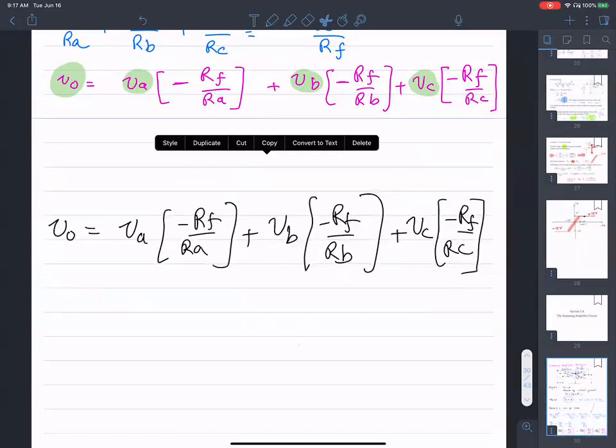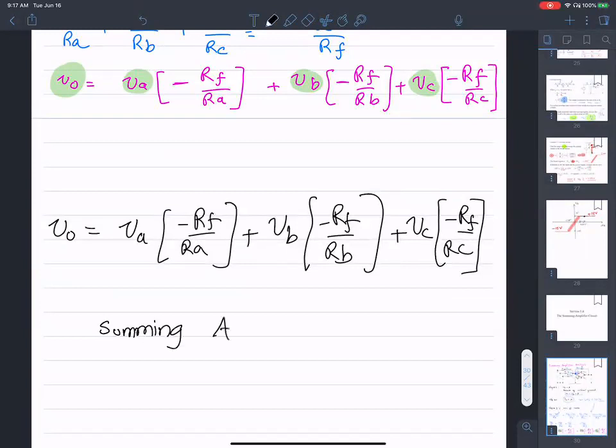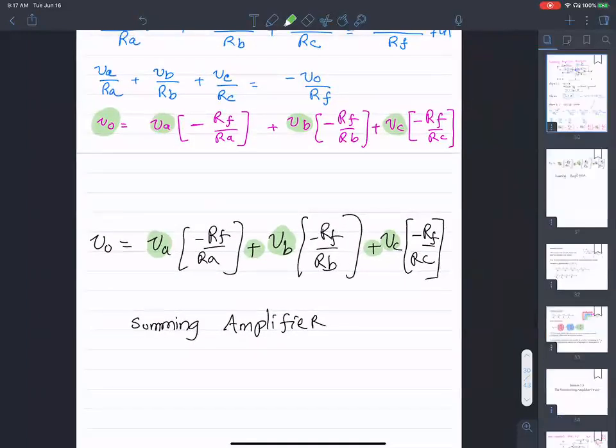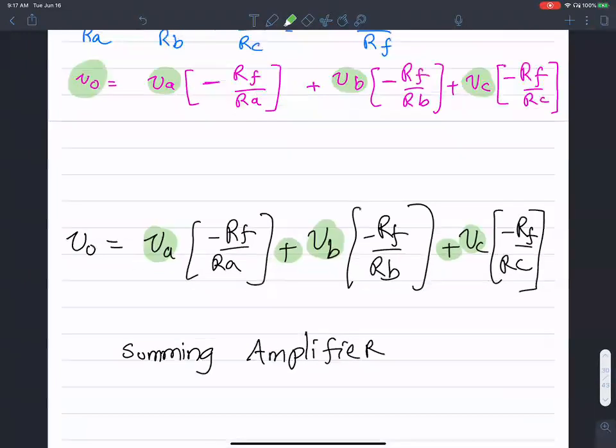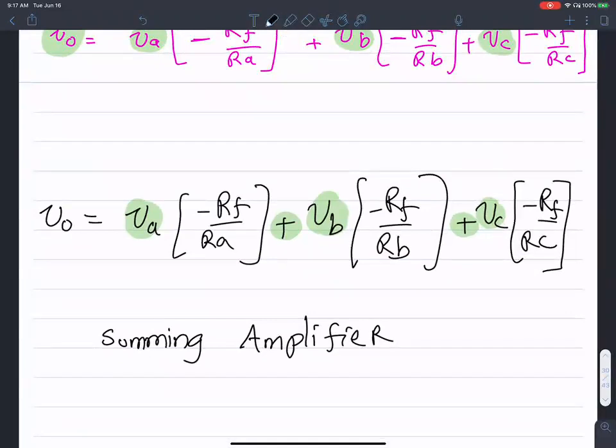And that's the reason why we like to call it a summing amplifier, because all the inputs A, B, C are really summed, okay? But don't forget the negative sign over here. It's still an inverting summing amplifier, okay? This guy is still a summing amplifier, but inverting.